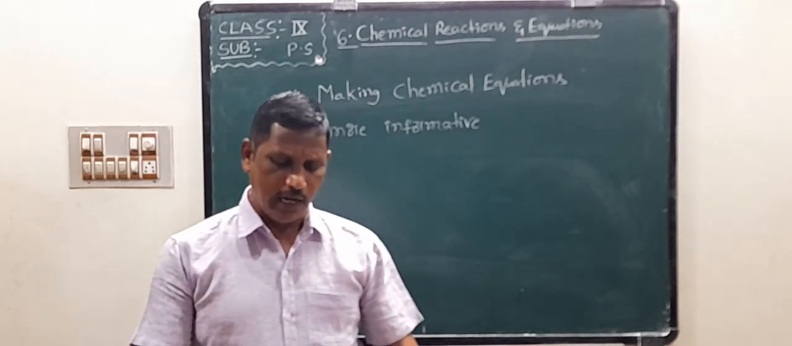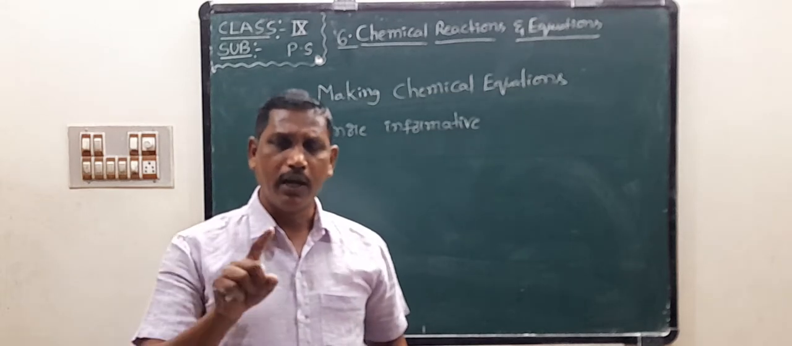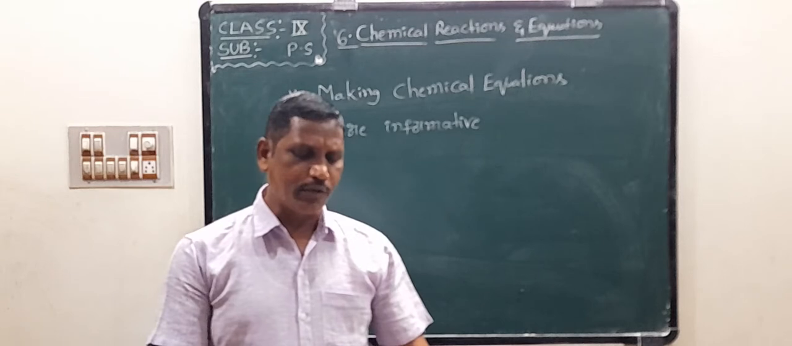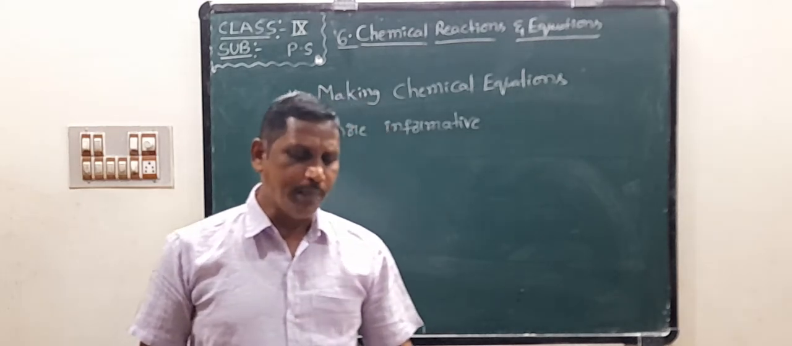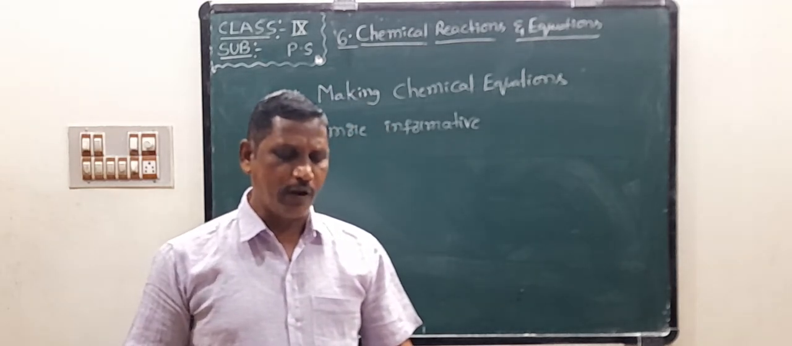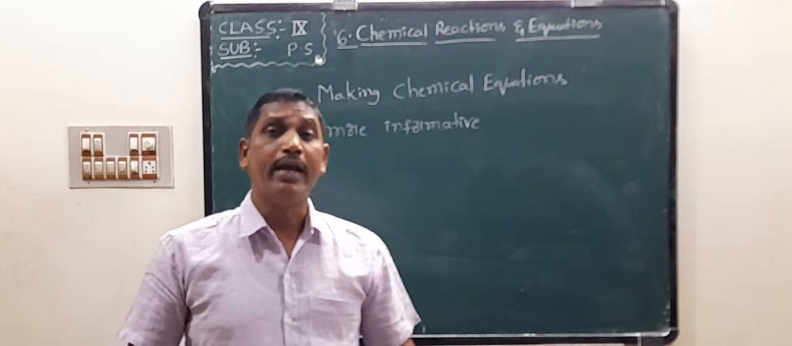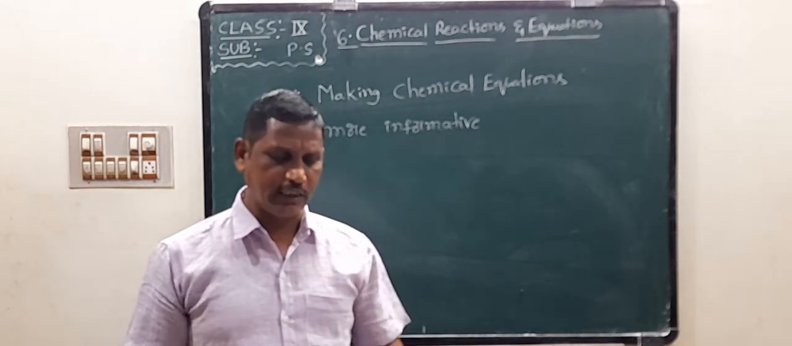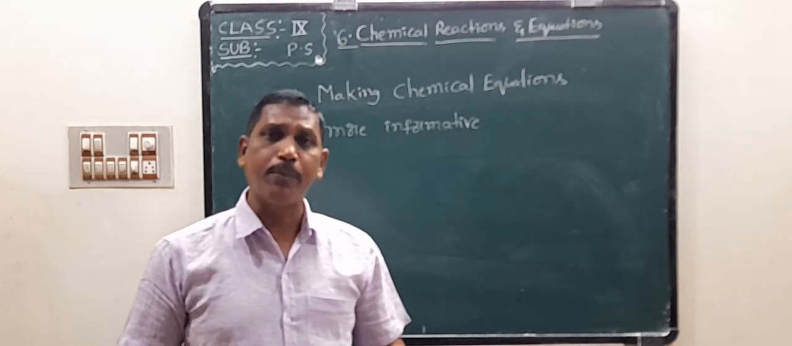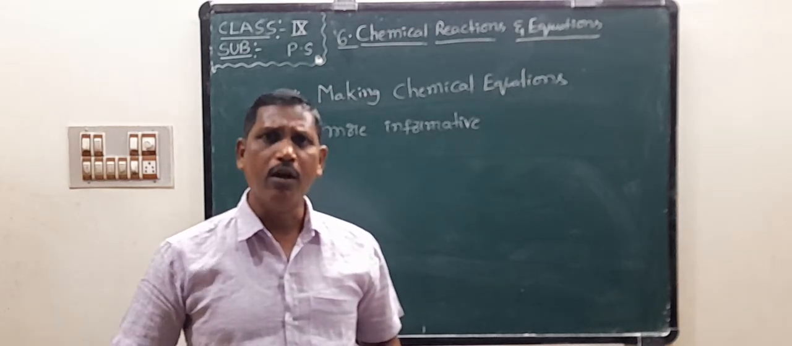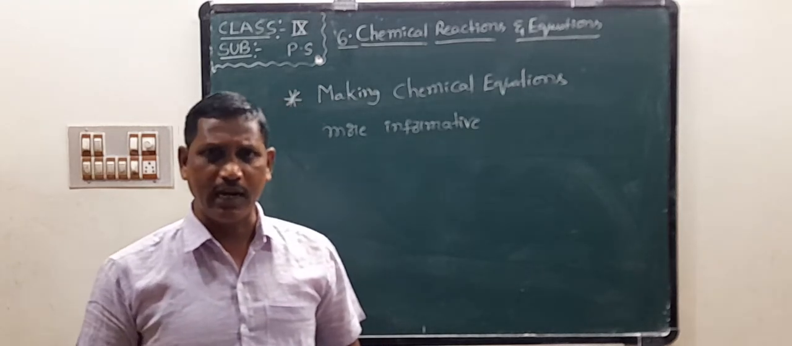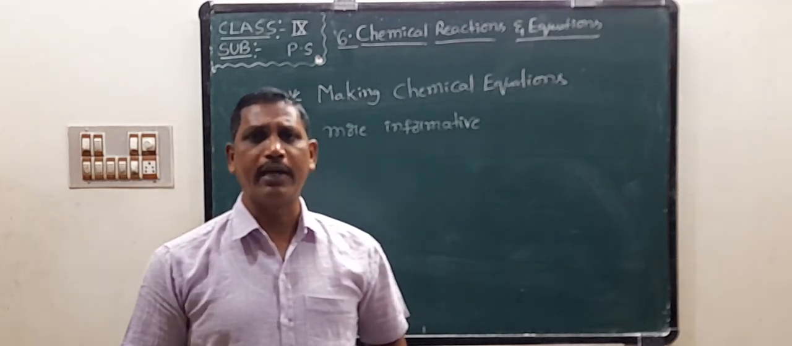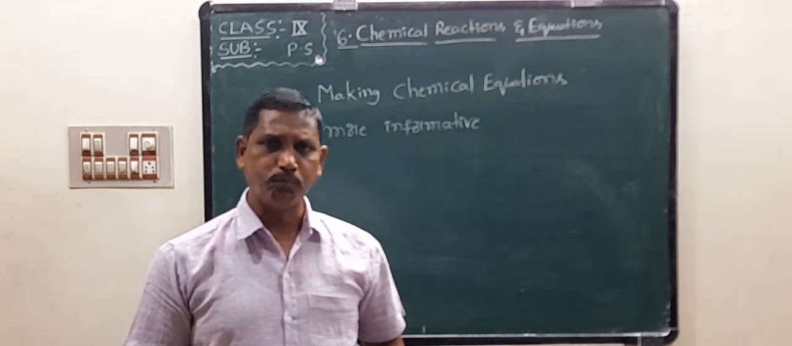Okay, students, all of you take your textbook, page number 95. Making chemical equations more informative. Chemical equations can be made more informative by expressing the following characteristics of the reactants and the products. The starting elements are called reactants, and the elements formed after chemical reactions are called products.